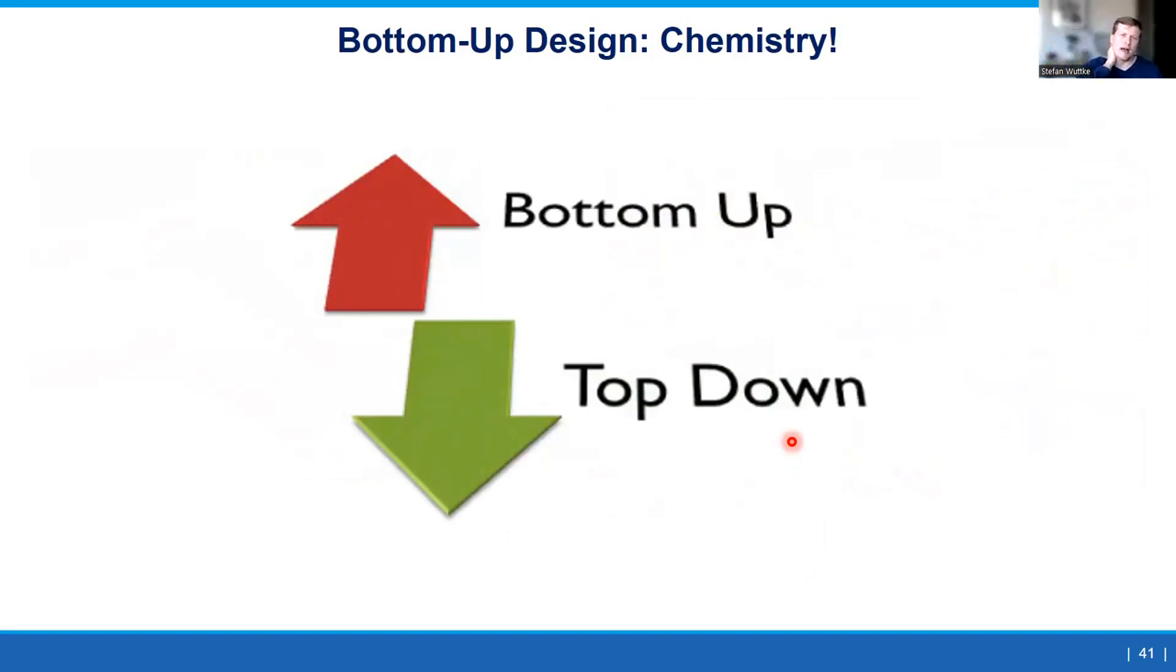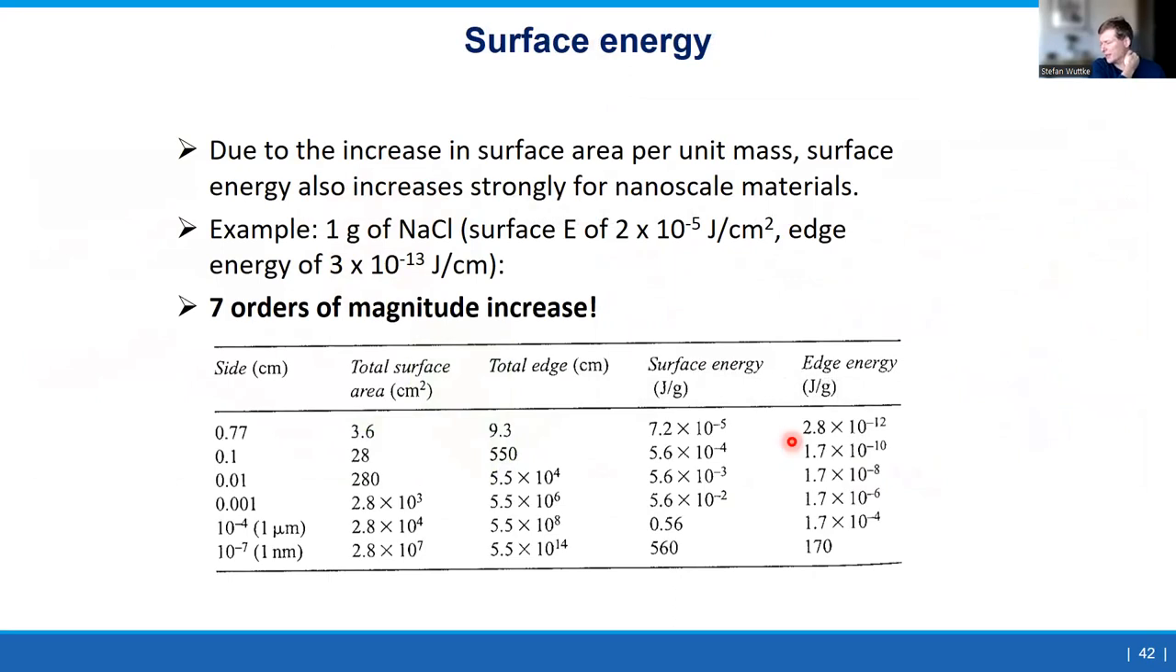But now let's go to the bottom-up design approach from the chemistry point of view. From the chemistry point of view, we would like to synthesize nanoparticles. And one important thing I told you that you need to consider as a chemist, if you now take materials, is the surface energy. Due to the increased surface area per unit mass, the surface energy of nanomaterials increases strongly. It's a problem we need to keep in mind. And we have seven orders of magnitude increase, and seven orders is really a lot, if we just decrease the size of a material.